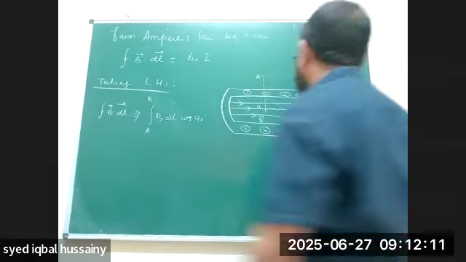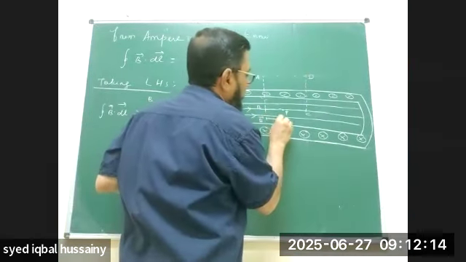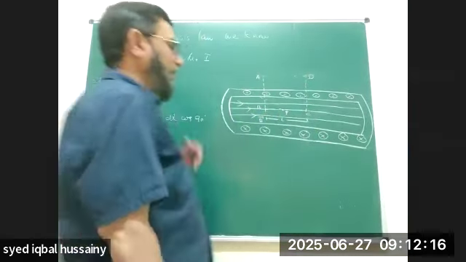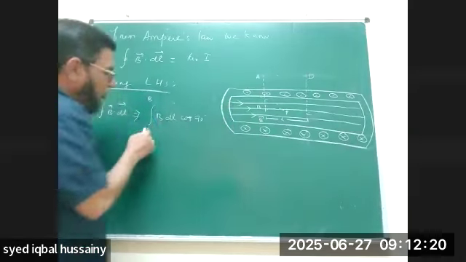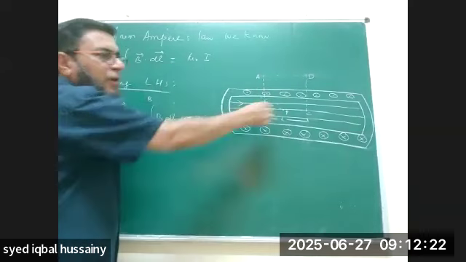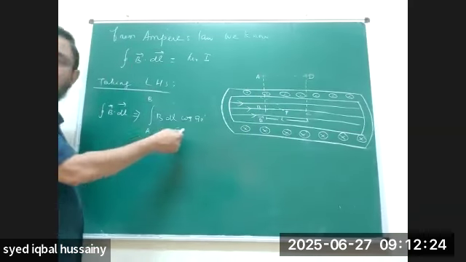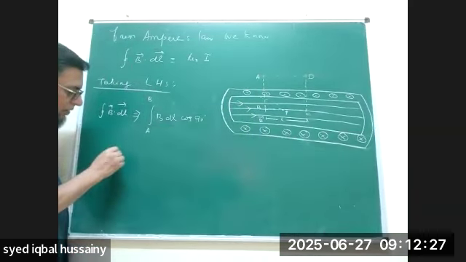Suppose you take this length as L, so B to C you take length as L. Okay, this is also right in the diagram. Now one by one I will say. So A to B, if you write A to B, is perpendicular now. So what should I write? BDL cos 90 plus integral.